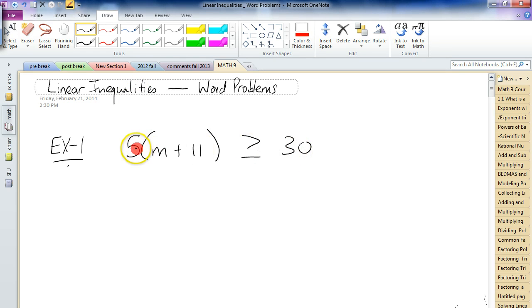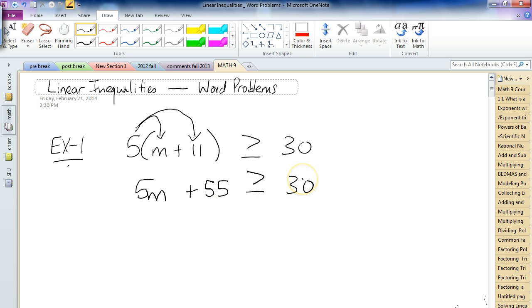So there's your first inequality. You've got these brackets. We're going to fish this side. 5 times m is 5m. 5 times positive 11 is positive 55. Greater than or equal to 30. The m is being bugged by the 5, which is multiplying it. It's also being bugged by the 55. So we can get rid of this 55 by subtracting 55.